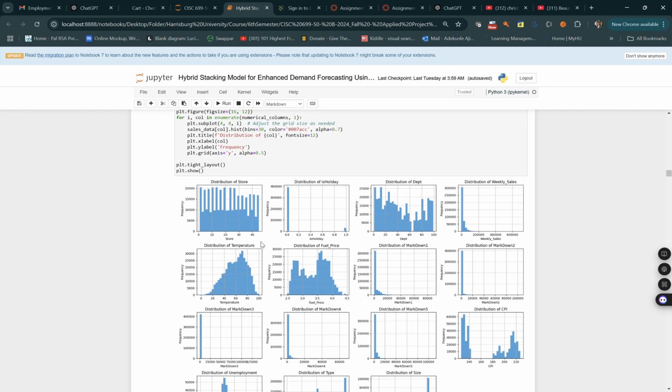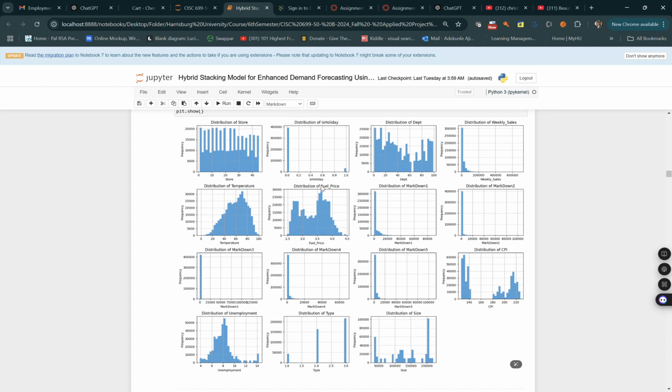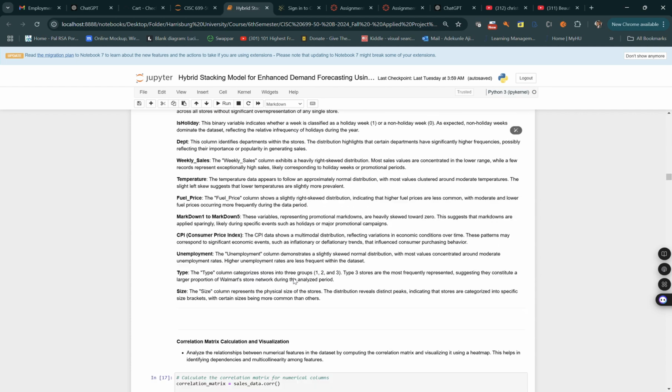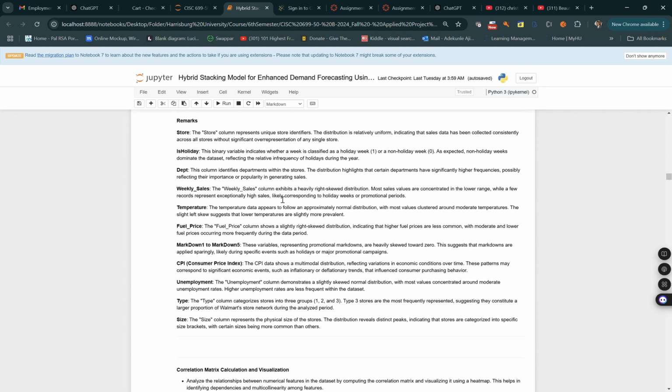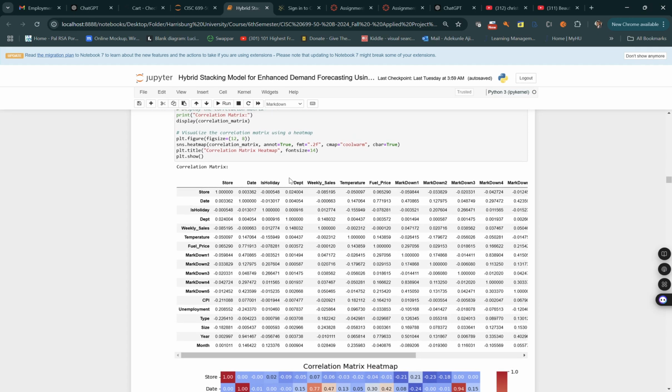So we have this distribution for each variable, like stores, holiday, departments, weekly sales. So here is the distribution plot, and we discover that... so we also did the correlation.